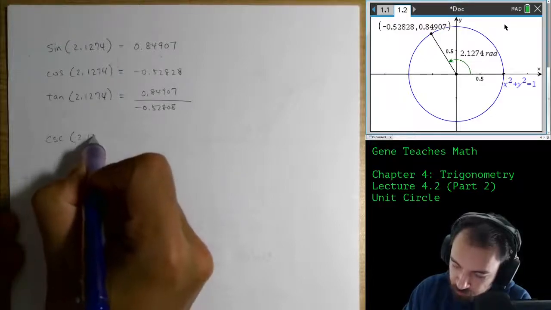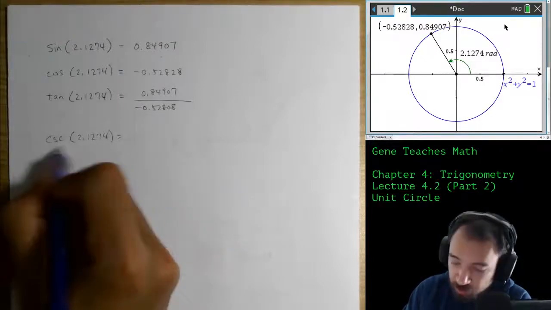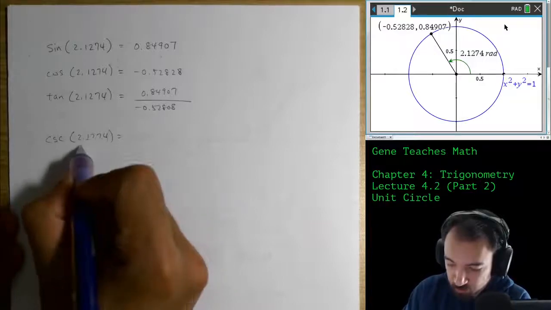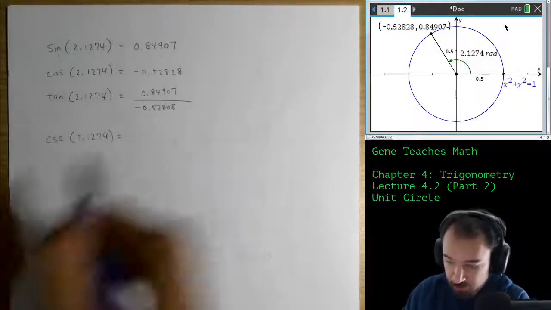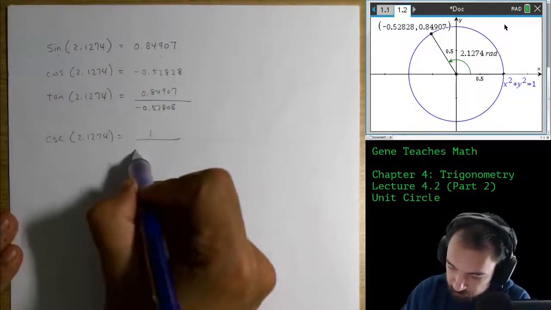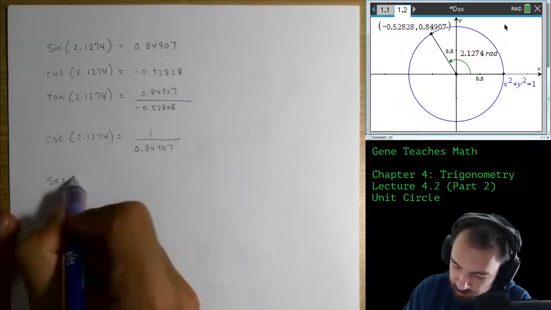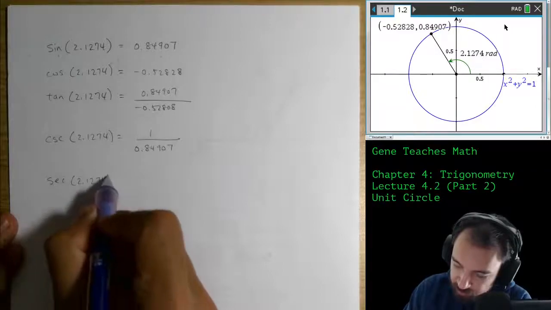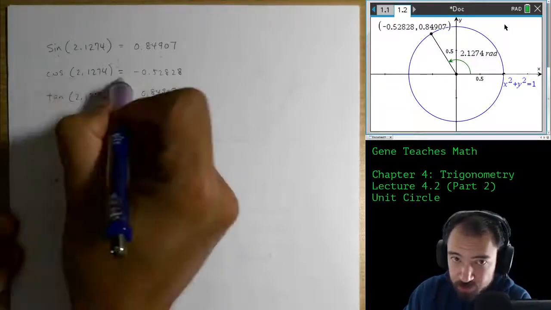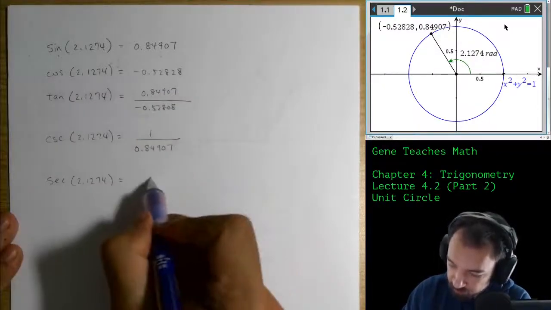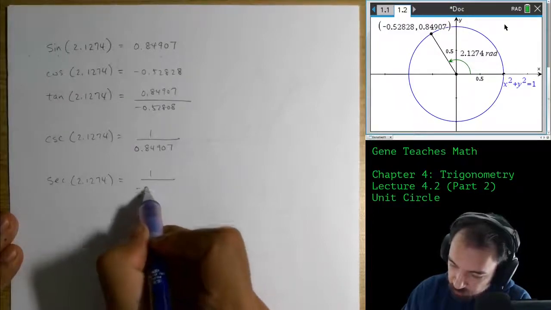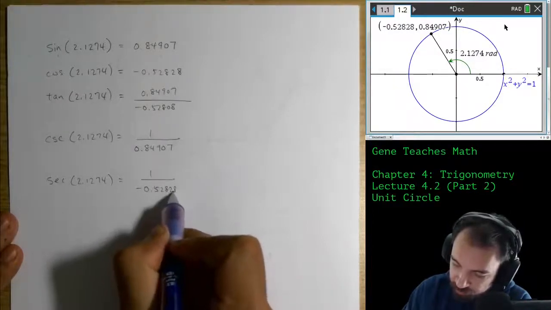Cosecant of 2.1274 is equal to 1 over the sine of 2.1274, because sine and cosecant are reciprocals. So I can write this as 1 over the y-coordinate. Then secant of 2.1274 is equal to the reciprocal of cosine of 2.1274. So this is 1 over negative 0.52828.